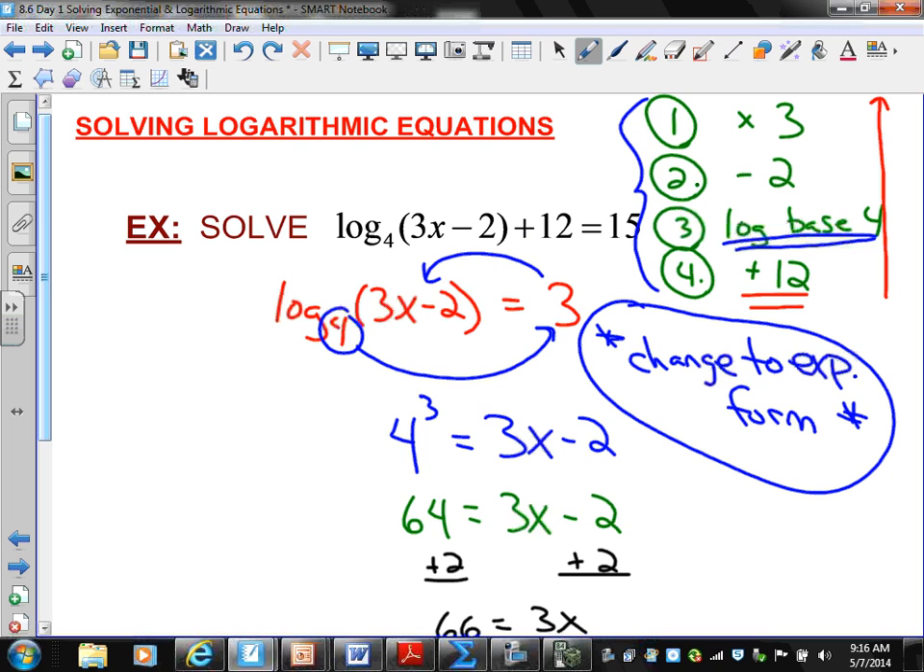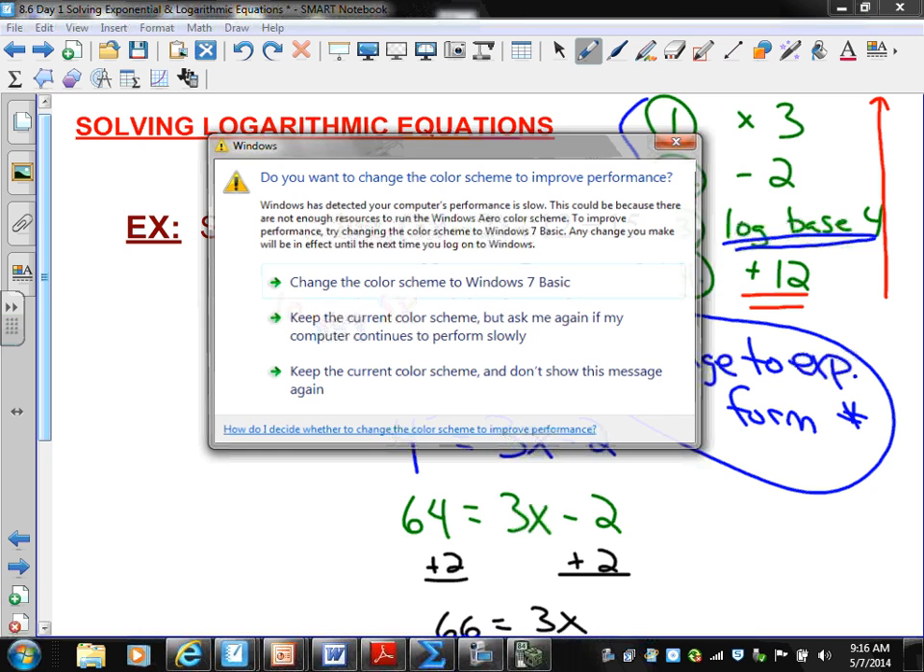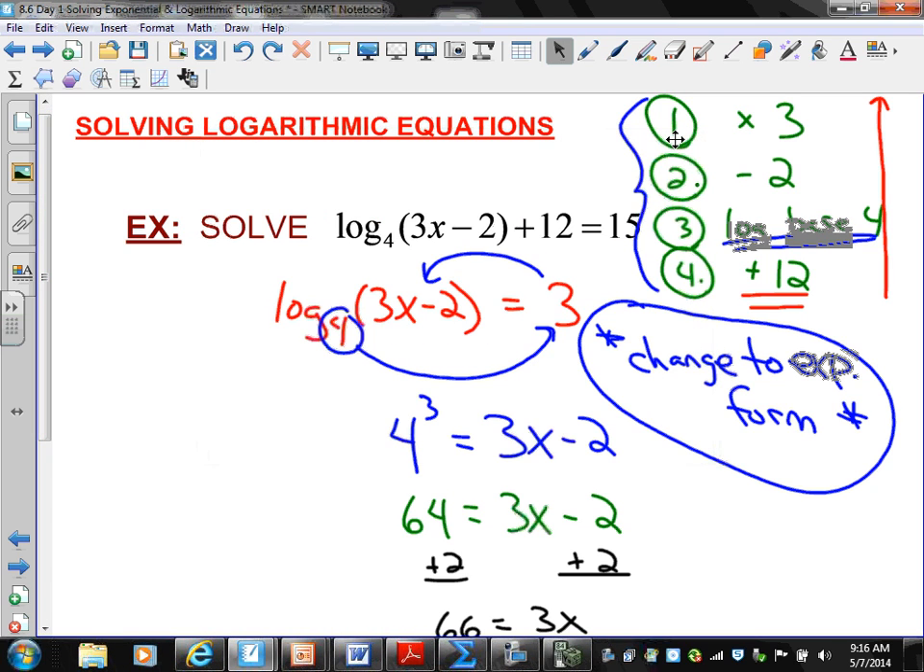Okay, so I'm going to go ahead and check this and make sure that this works out. So I'll do a little side note over here. Log base 4 of 3 times 22 minus 2 plus 12. Ooh, really running out of room. Does that equal 15? Well, question mark on that. Okay, so log base 4. Let's see, this is going to be 66 minus 2 is 64.